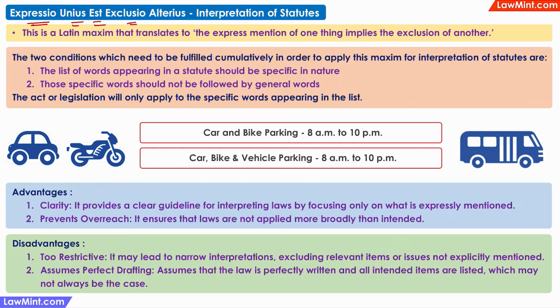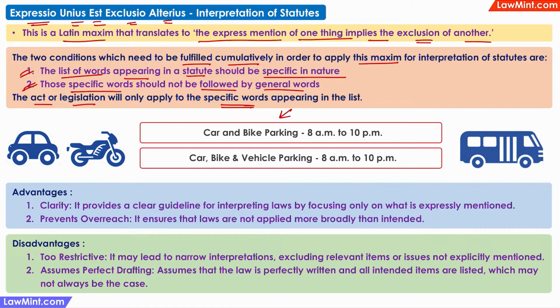Expressio Unius est Exclusio Alterius. This is a Latin maxim that translates to the express mention of one thing implies the exclusion of another. The two conditions which need to be fulfilled cumulatively in order to apply this maxim are as follows. Firstly, the list of words appearing in a statute should be specific in nature. And secondly, those specific words should not be followed by general words. Then the act or the legislation will only apply to the specific words appearing in the list.